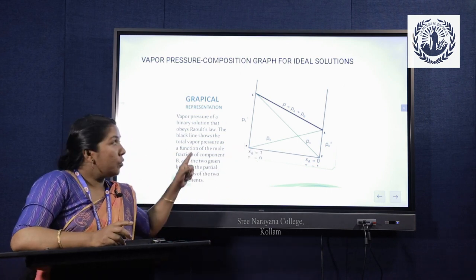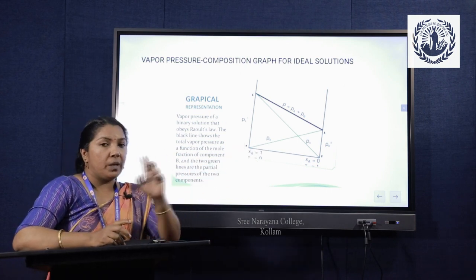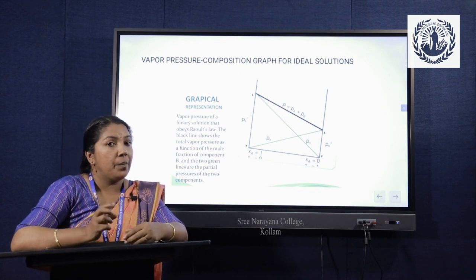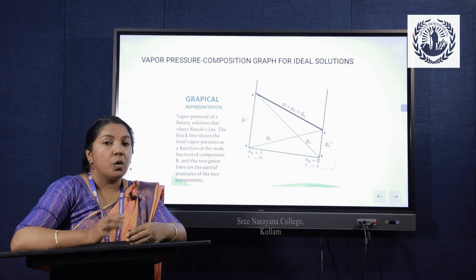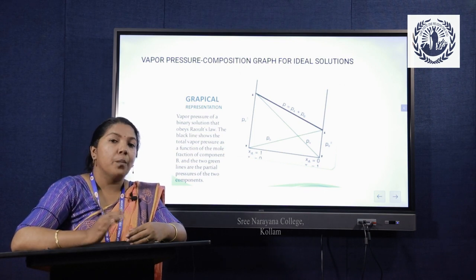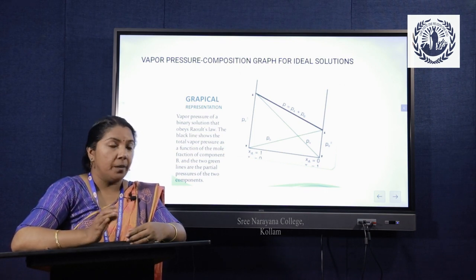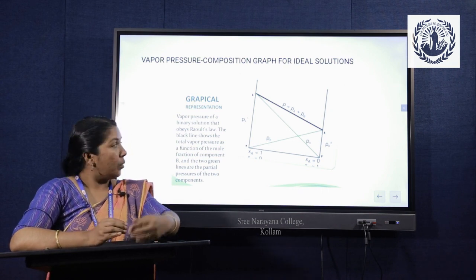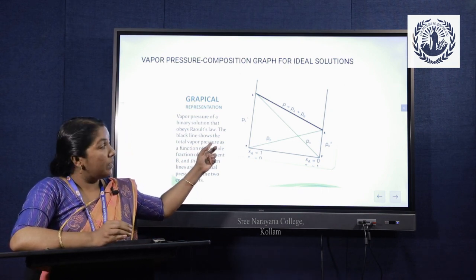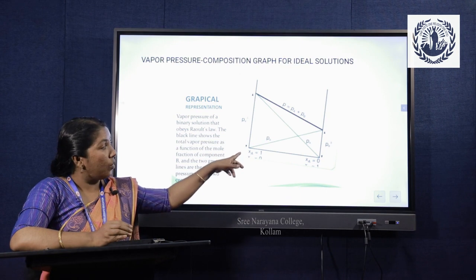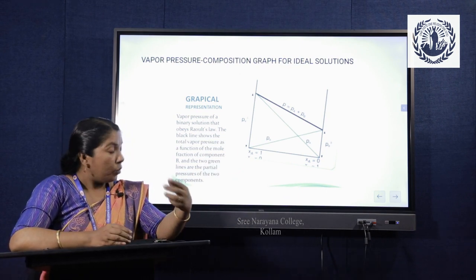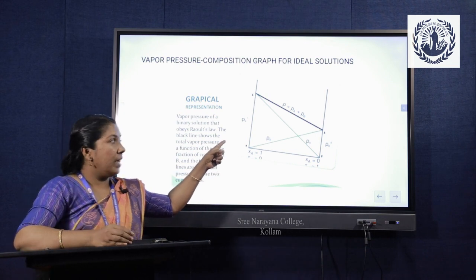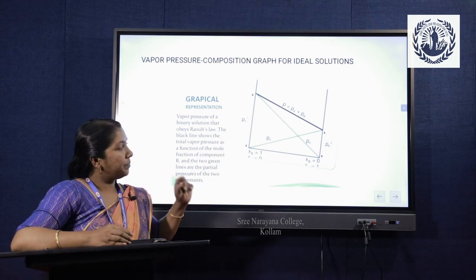From the values of P0A and P0B, you can understand that the vapor pressure of A is much higher than that of B. So that indicates A is more volatile compared to B. Okay, now we can discuss the lines plotted in the graph. You can see two types of lines: one is the green line and another is the black bold line.